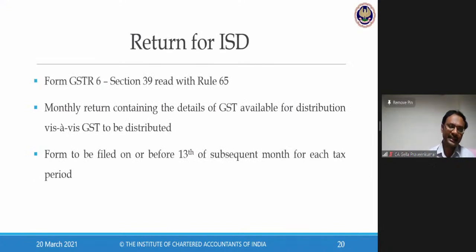A return called ISD. Now, as the name goes, Input Service Distributor, a very simple return. This ISD is again too technical for people who have zero experience in indirect taxation. I will not complicate or confuse you. I'll put it very simply this way. You have something called a routing account. Why do I use a routing account? Something comes into that account and it needs to be passed on to the respective account, a suspense account. When money has come and I don't know from where, I put it into a suspense account. From there, once I identify to whom I have to give, I'll pass it on to the respective ledger.